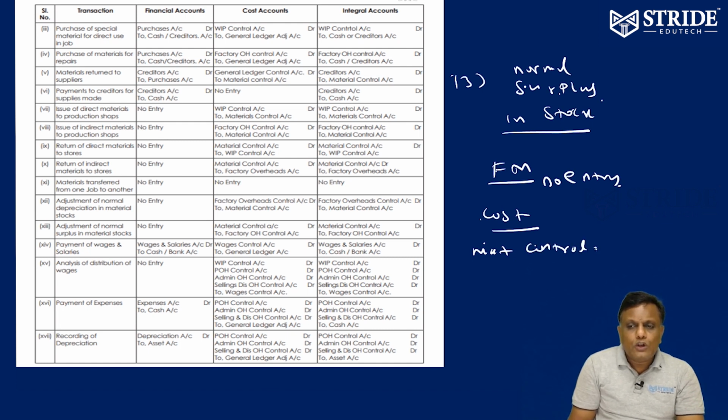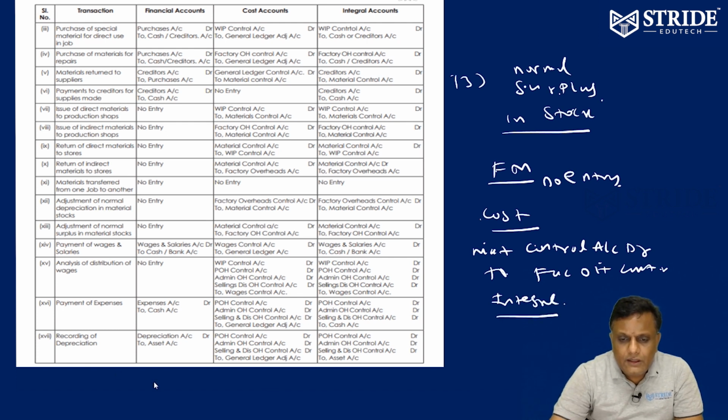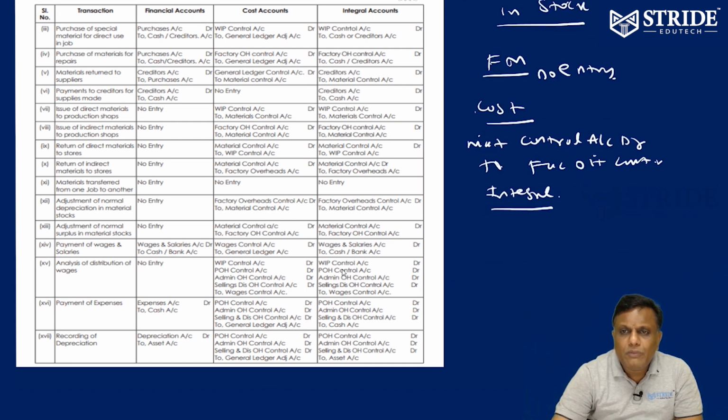So material control account debit to factory overhead. Material control account debit to factory overhead control. So previous one factory overhead to material control, this one material control to factory overhead. So normal surplus means transfer to material control to factory overhead. In integral books, there is no financial transaction. What will be the entries in the cost?